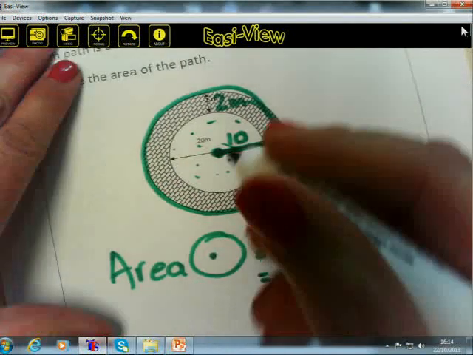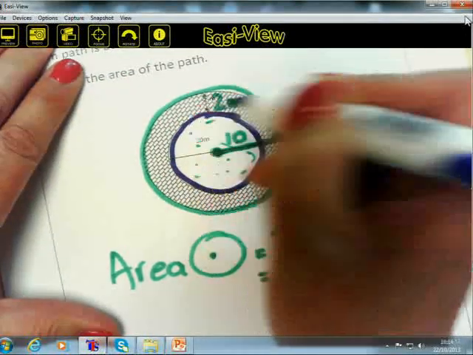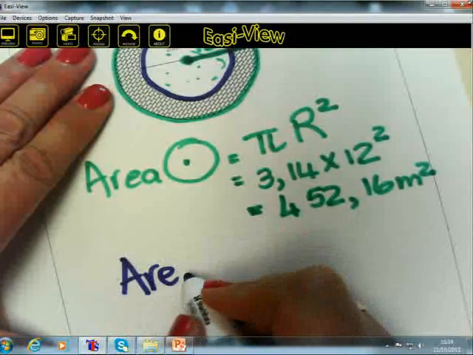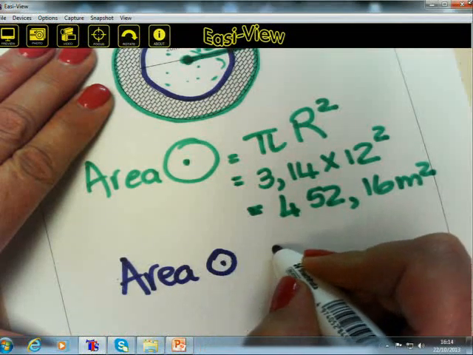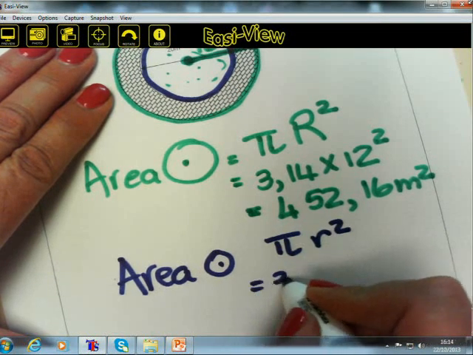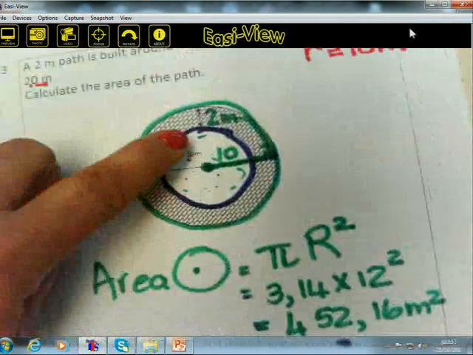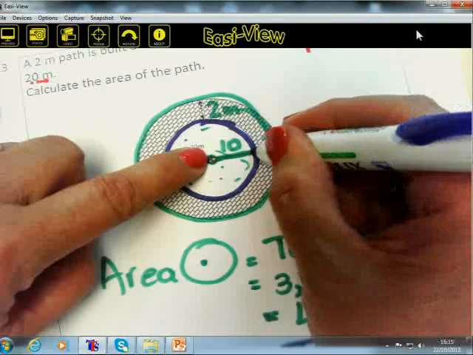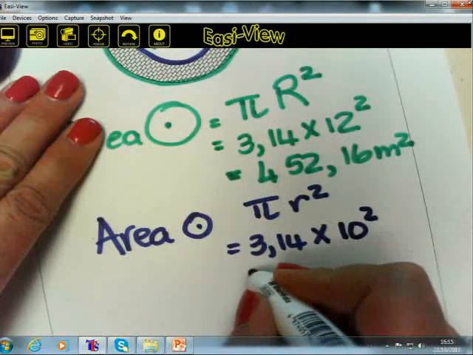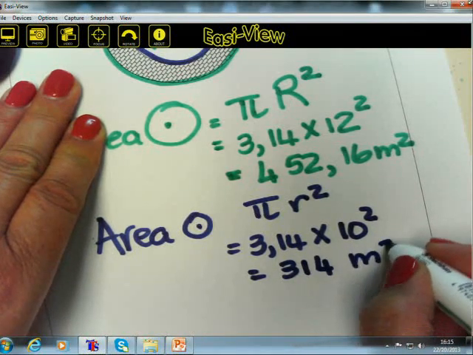The area of the small circle, now I ignore the path around this part. We're just going to look at this blue circle now. And I want the area of that one. The area of the small circle, again, pi radius square. 3,14 times, what is the radius of the small circle? From there to there is 10. 10 square. And the answer there is 314 meters square.